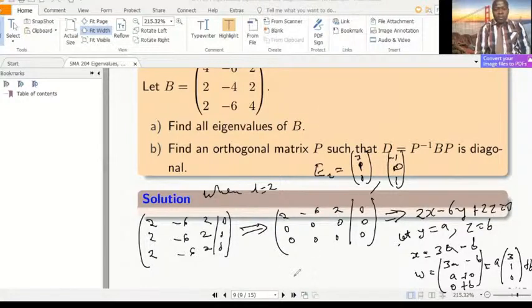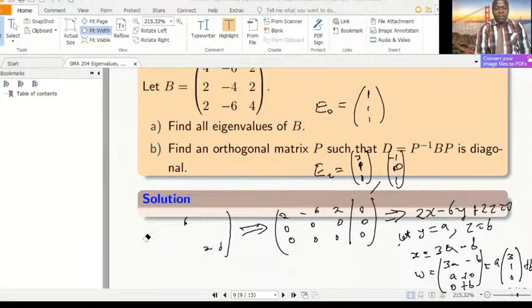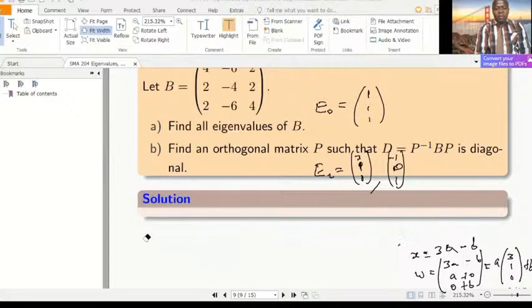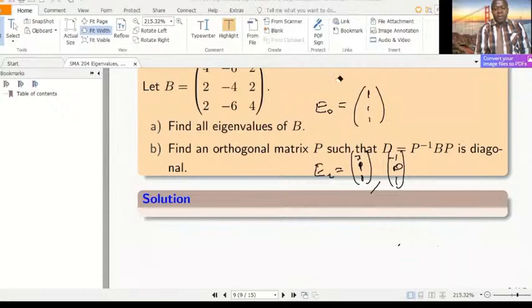Now, so what is the question? When lambda was 0, we found the eigenvector was (1, 1, 1). This was the eigenvector. So now we want to answer the last question, B. We already have the eigenvectors. That is part of question B. But what remains is to find the orthogonal matrix. That means we first of all find the normalized eigenvectors.